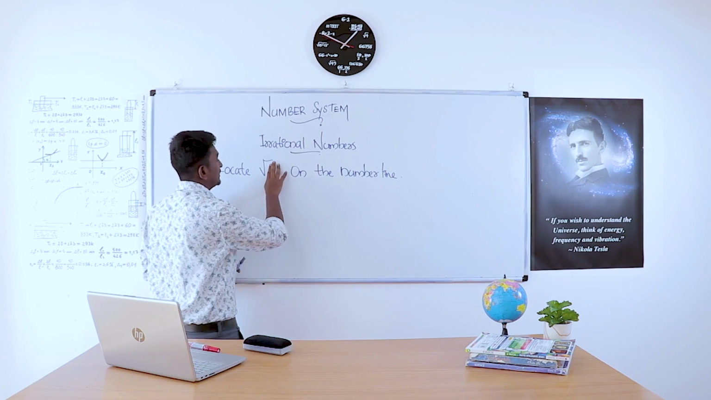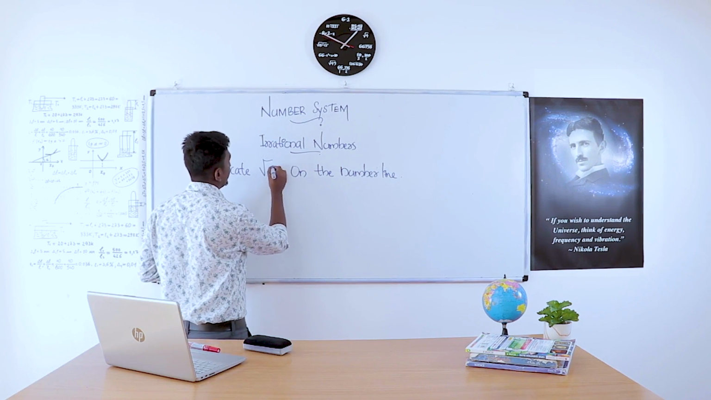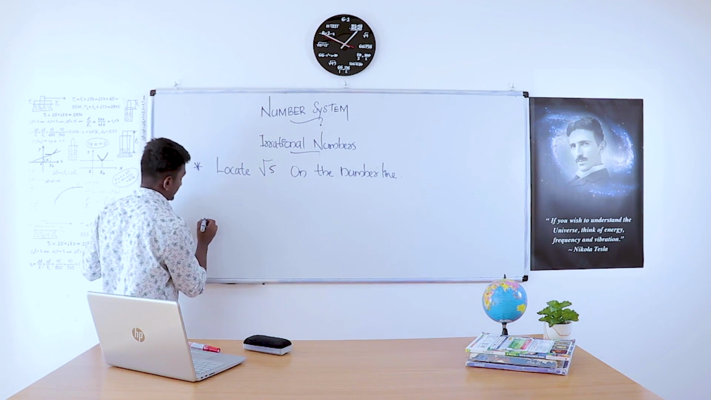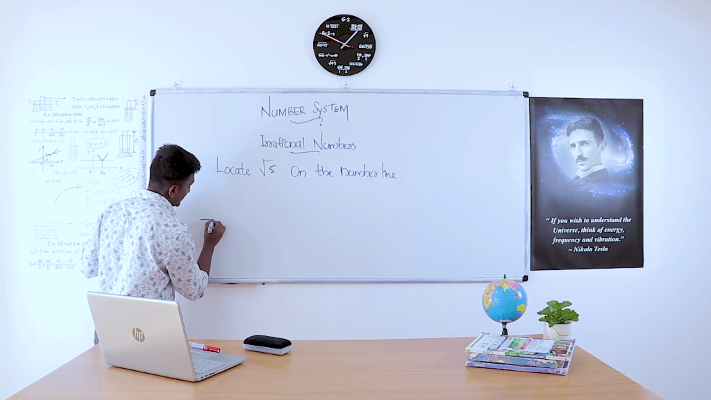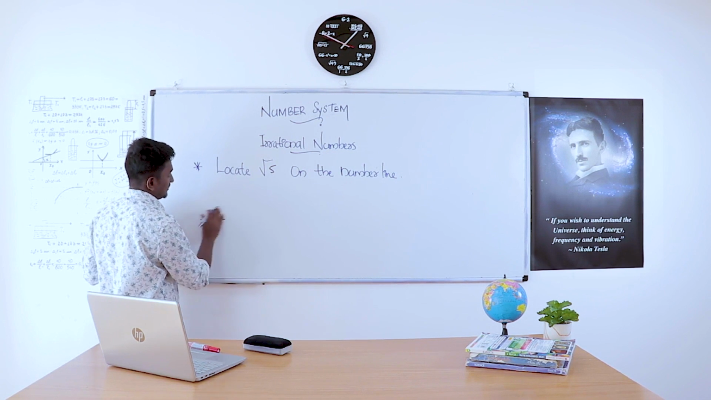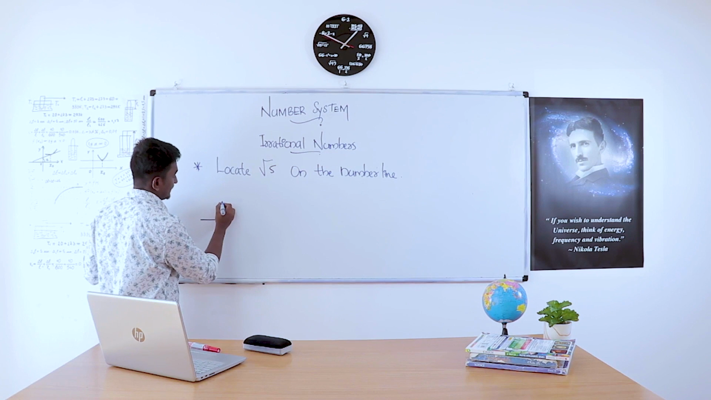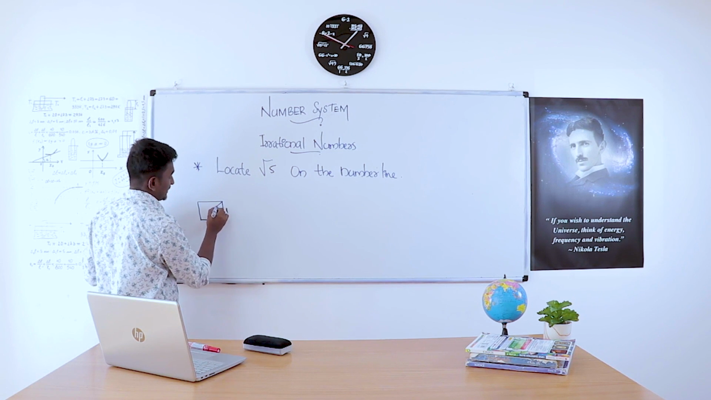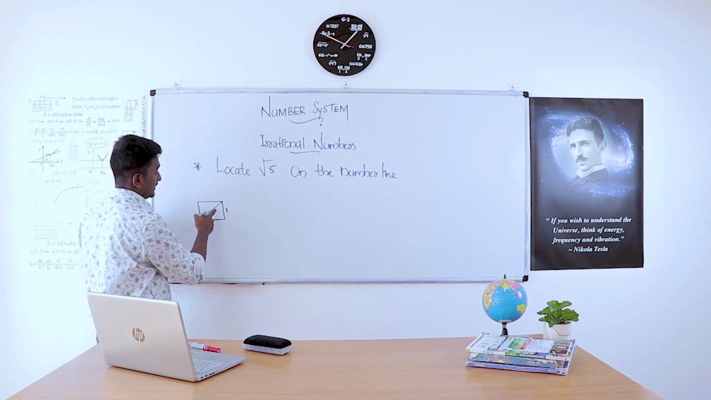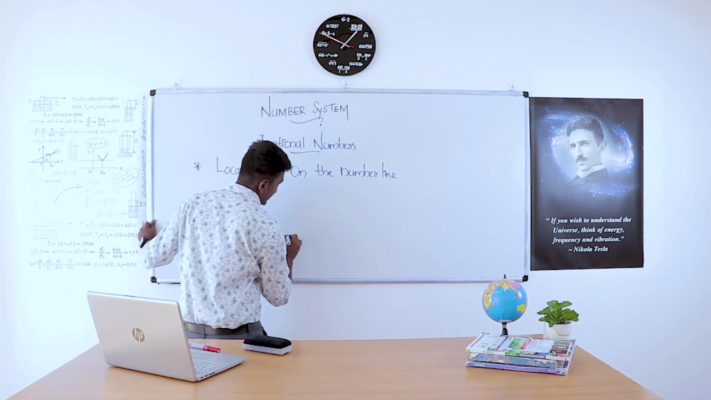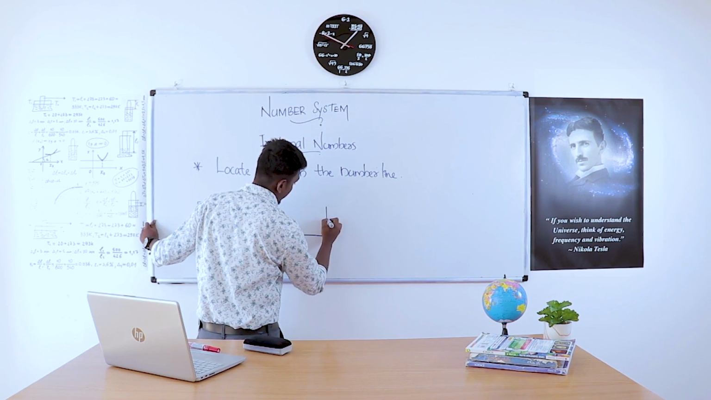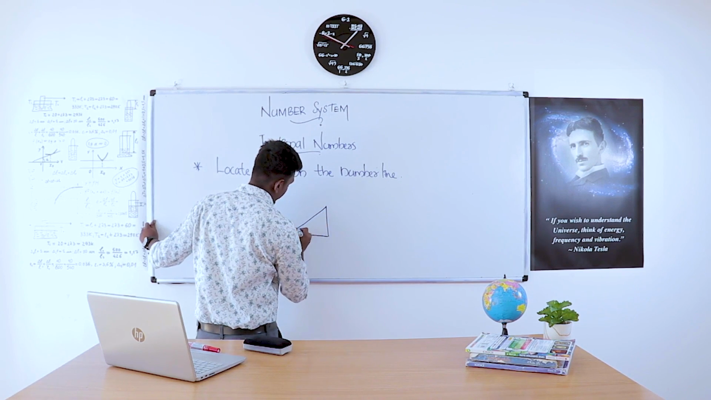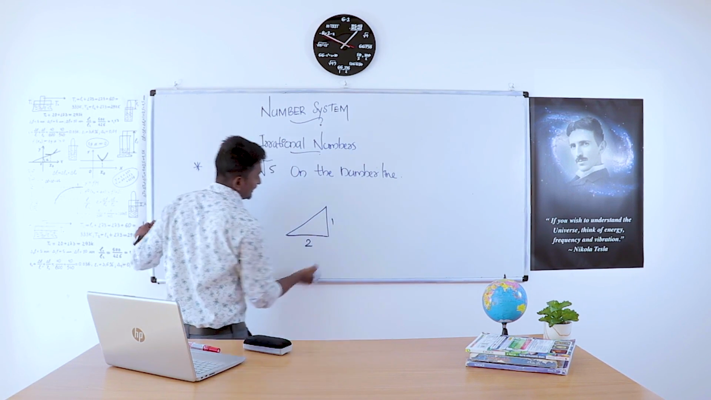Okay. Now locate root 5. I am considering not a square, it's a rectangle. This is 2 and this is 1. Considering a diagonal, I am taking this triangle, where this is 2 and this is 1.